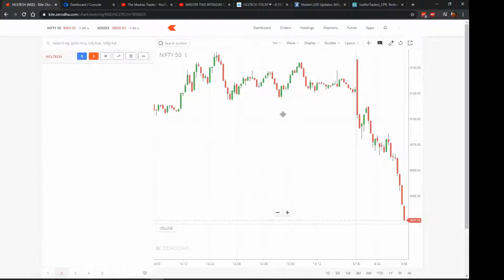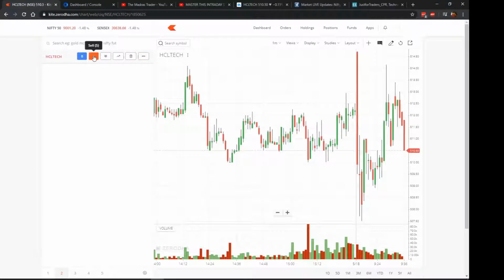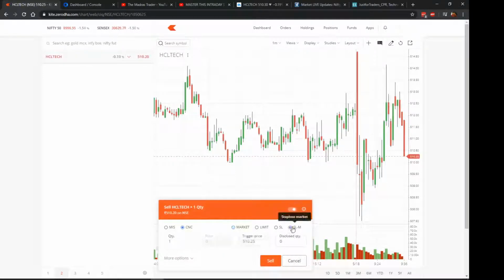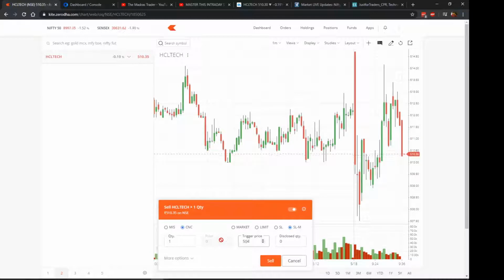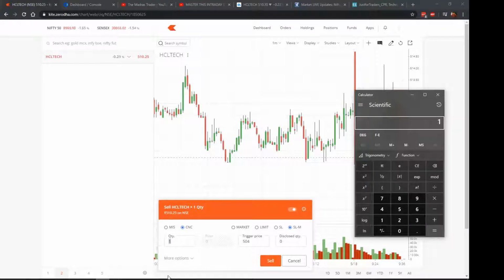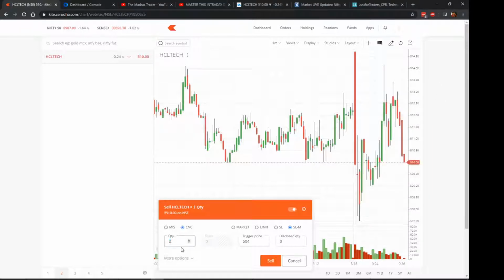So what I will do is, at 504 I will sell, let's say 10,000, about 25 stocks. I used the stop loss to sell this because if I sell this at a lower price now, it will just get triggered. So my trigger price is 504 and the actual price that I want to sell at is 504.5.